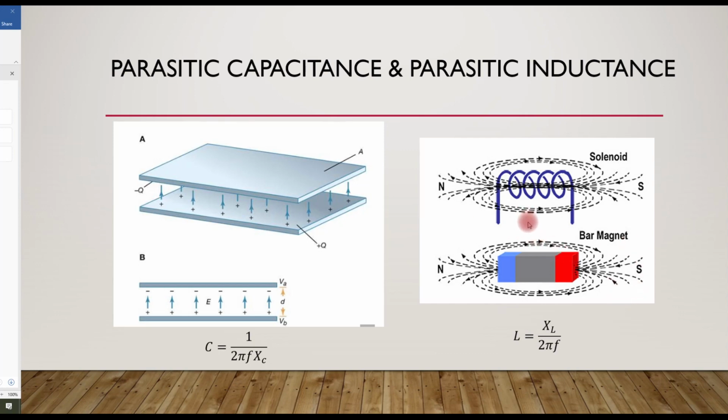Parasitic inductance is formed between two edges of current carrying trace due to magnetic field formation as shown here. The parasitic inductance is given by XL over 2 pi f. F is a frequency and XL is inductive reactance.